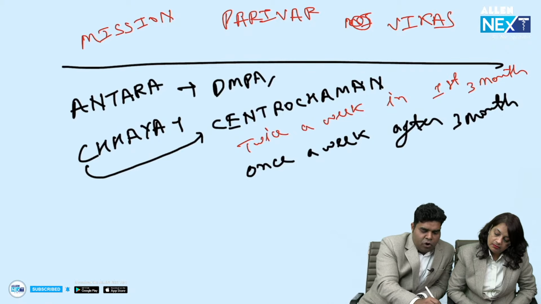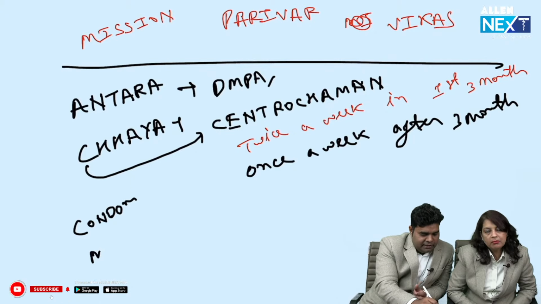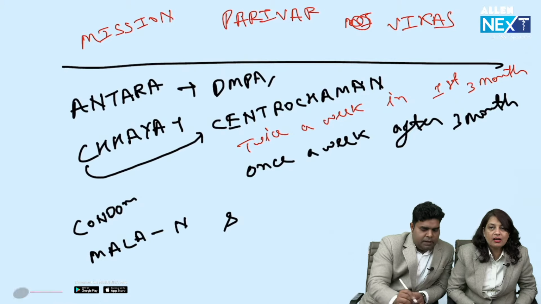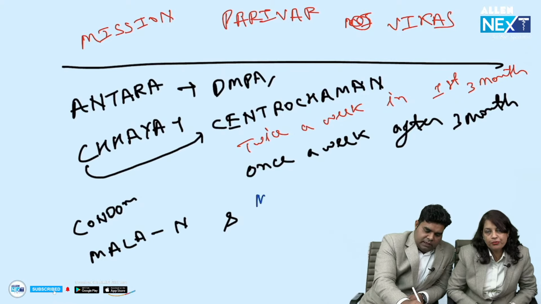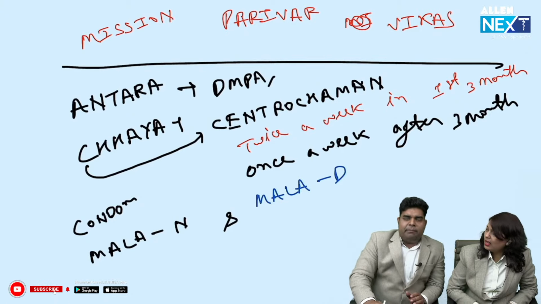Along with that, of course, the government will always promote condoms, both male and female, and Mala N, then Copper T 380A, then sterilizations, vasectomy. All these are free. So what is the difference between Mala N and Mala D?